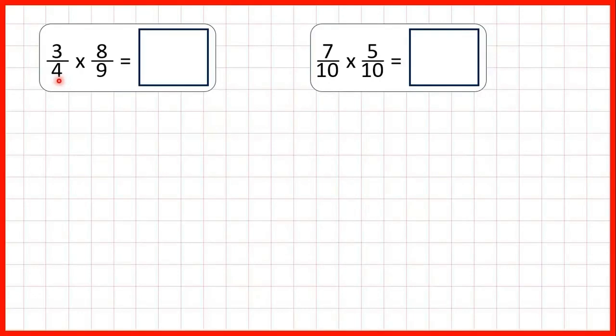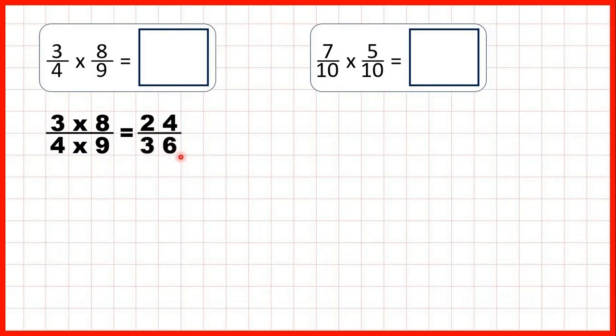We have 3/4 times 8/9. So to multiply two fractions together, we multiply the numerators, and 3 times 8 is 24. Then we multiply the denominators, and 4 times 9 is 36. So our answer is 24 over 36.